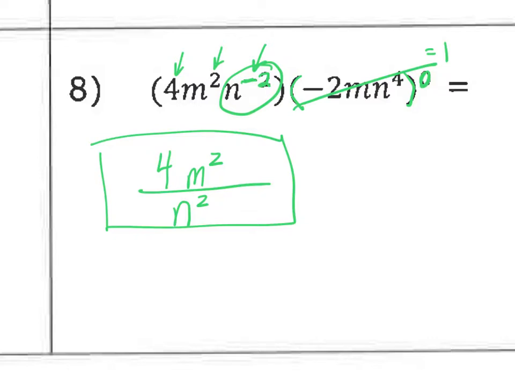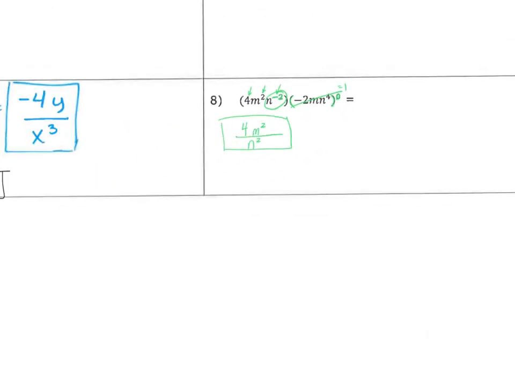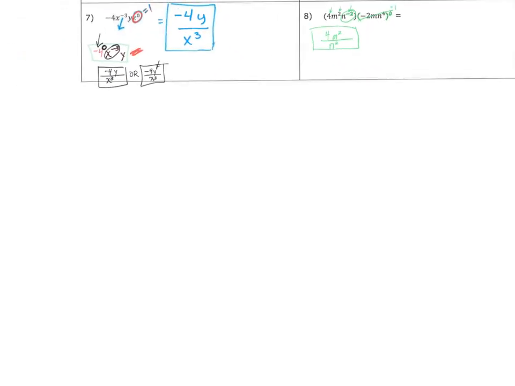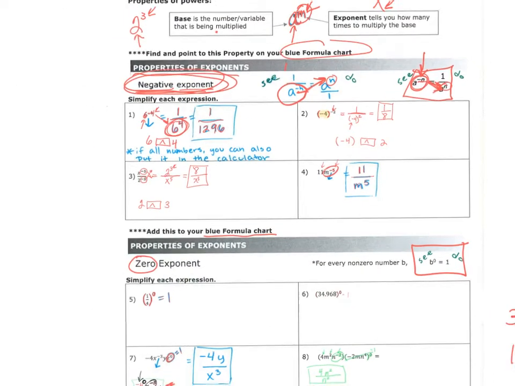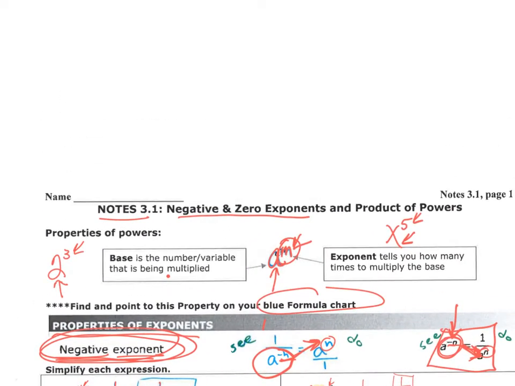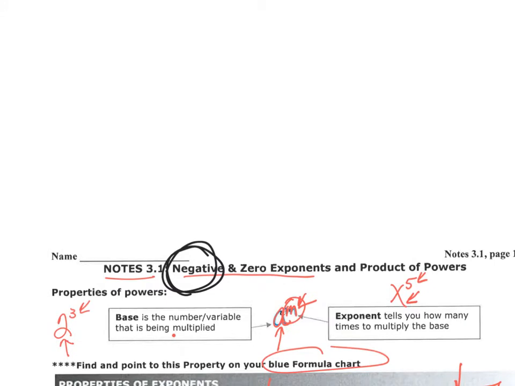That's it. There's nothing tricky about these problems. Let's talk about what we did in this lesson. In this lesson, we talked about negative exponents. If I have a negative exponent, that means it's going to change locations.